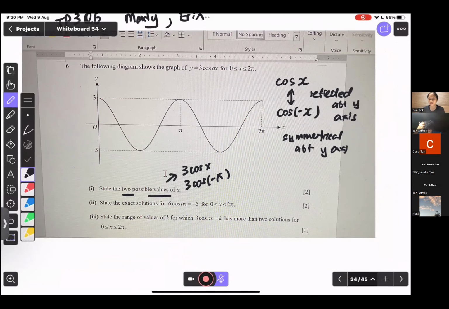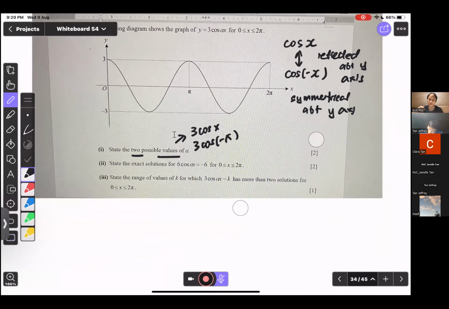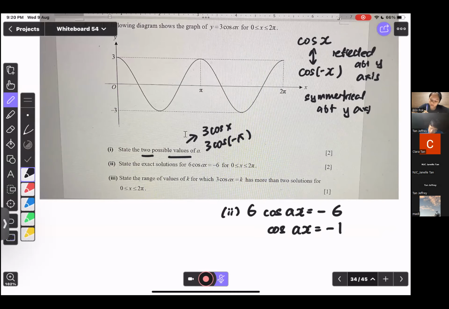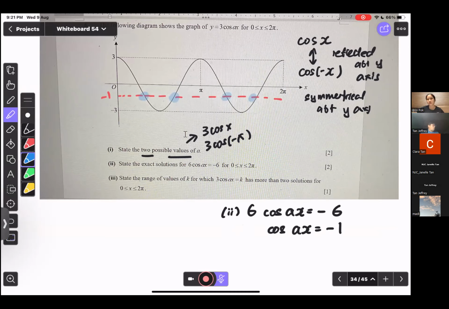State the exact solution equals to -6. So for part 2, if I have 6 cosine ax equals to -6, this is the same as cosine ax equals to -1. So -1 is basically this line, right? I will expect 4 answers. 1, 2, 3, 4. I will expect 4 answers.